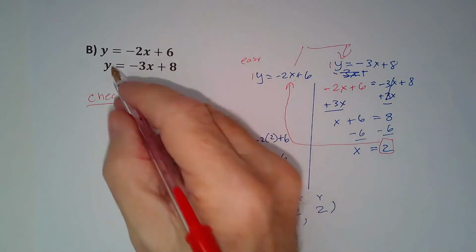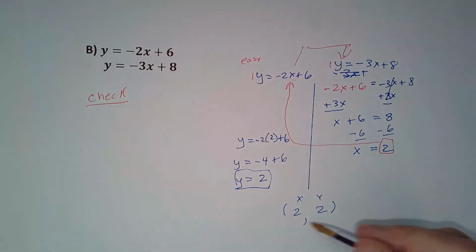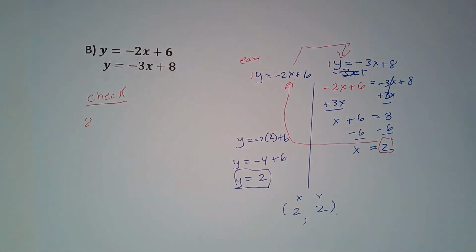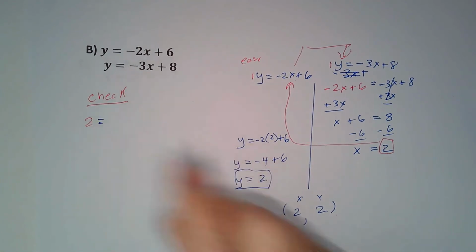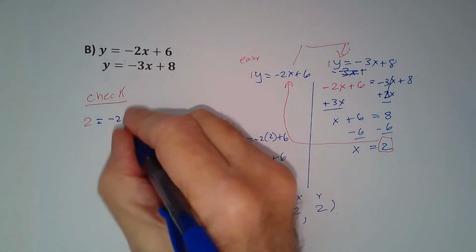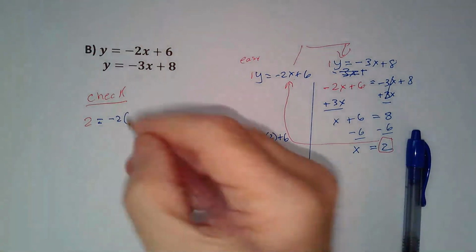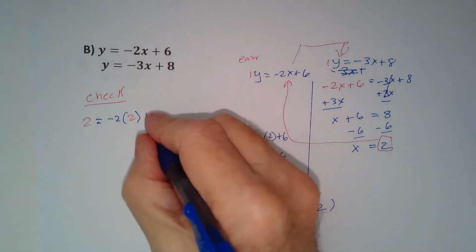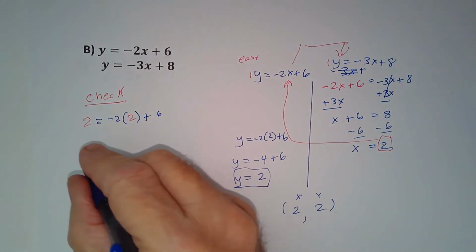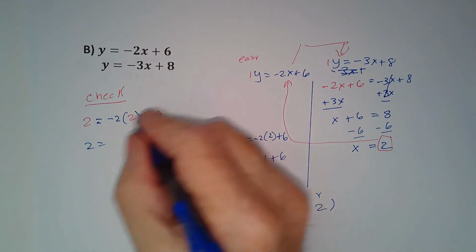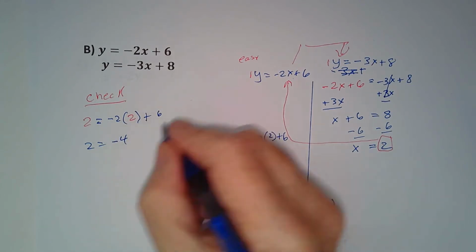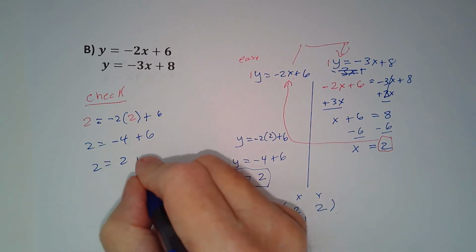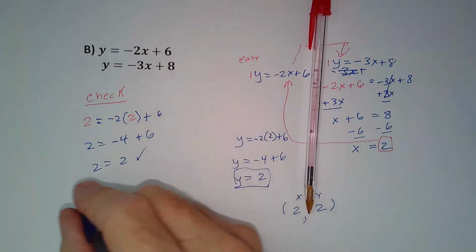So first equation, the y is 2, right? Y is 2, so I'm going to change this to 2, and that's going to equal negative 2, and then my x is also 2, plus 6. So negative 2 times 2 is negative 4 plus 6. All right, does negative 4 and 6 equal 2? Yes, 2 equals 2. Checks. All right, so that's the first equation.